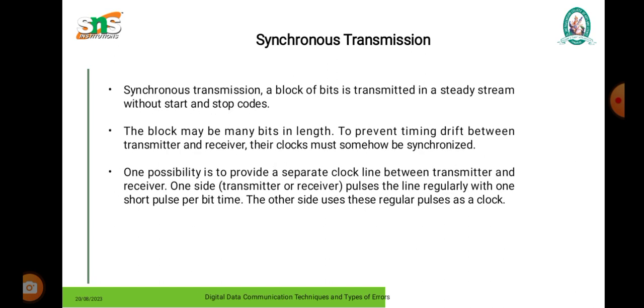And next one is synchronous transmission, which means a block of code is transmitted in a steady stream without start and stop codes, and the block may be many bits in length. To prevent timing drift between transmitter and receiver, their clocks must somehow be synchronized. One possibility is to provide a separate clock line between transmitter and receiver. One side, either transmitter or receiver, pulses the line regularly with one short pulse per bit time. The other side uses this regular pulse as a clock. So this is called synchronous transmission.